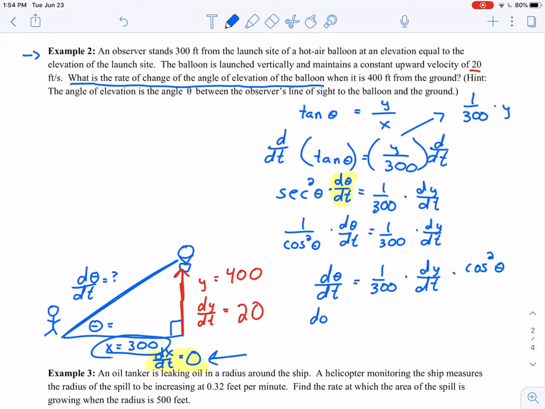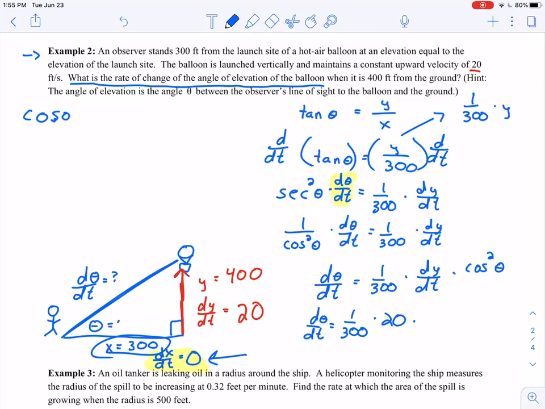So what is d theta over dt? D theta over dt is 1 over 300. That part's fine. Times dy over dt. Dy over dt, what's that? That's 20. So times 20 times cosine squared theta. Here we might have a little bit of a problem. I don't know what theta is, and actually for this problem, I don't need to know it. But what I do need to know is what is cosine of theta?